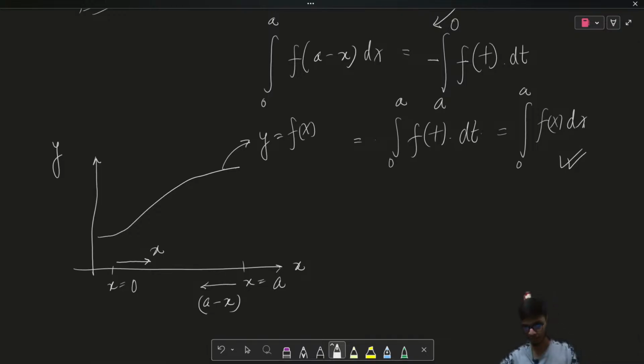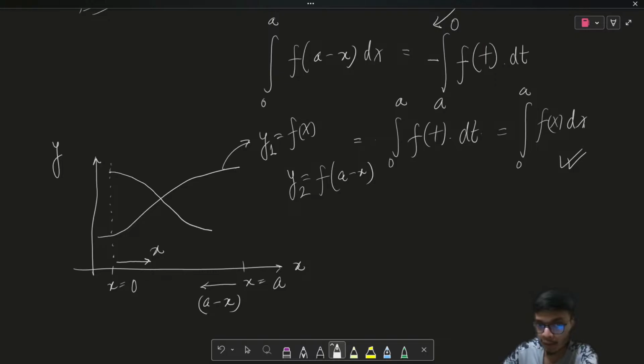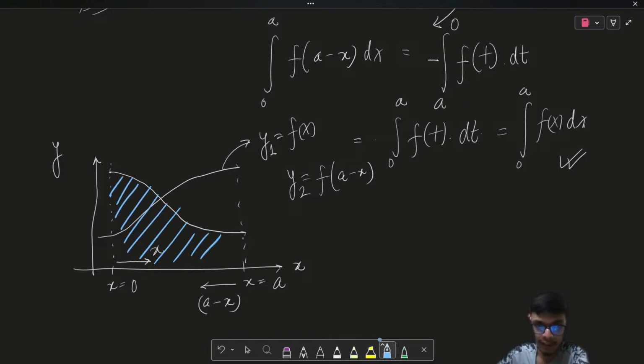But if I do a graphical transformation and get the graph of the function y2, let us say this is y1 and this is y2, for the function f of a minus x, the graph will just be reflected. It will start from the maximum over here and go down to the minimum over here. The endpoints' values will be the same but interchanged, right? So this is clear. Therefore, the area under the curve for the y2 function and the area under the curve for the y1 function are the same.